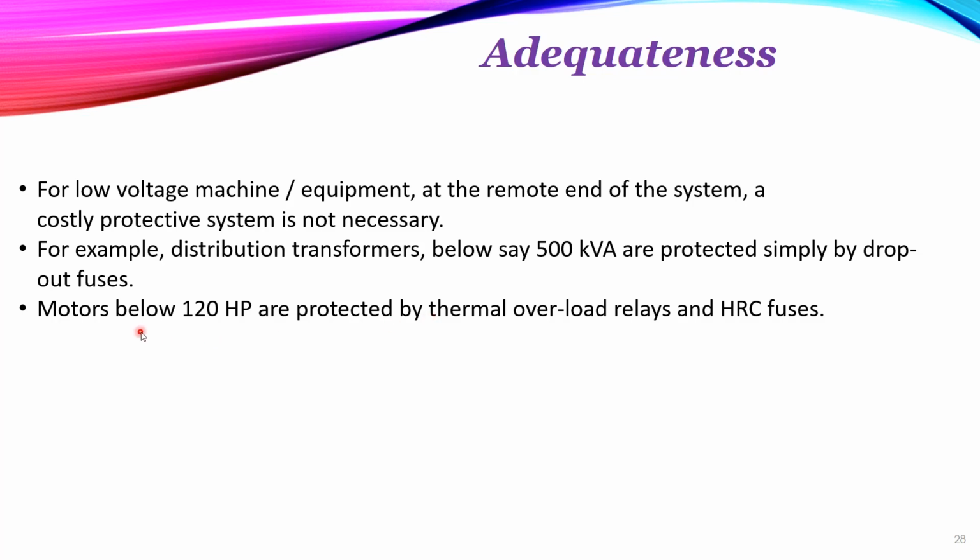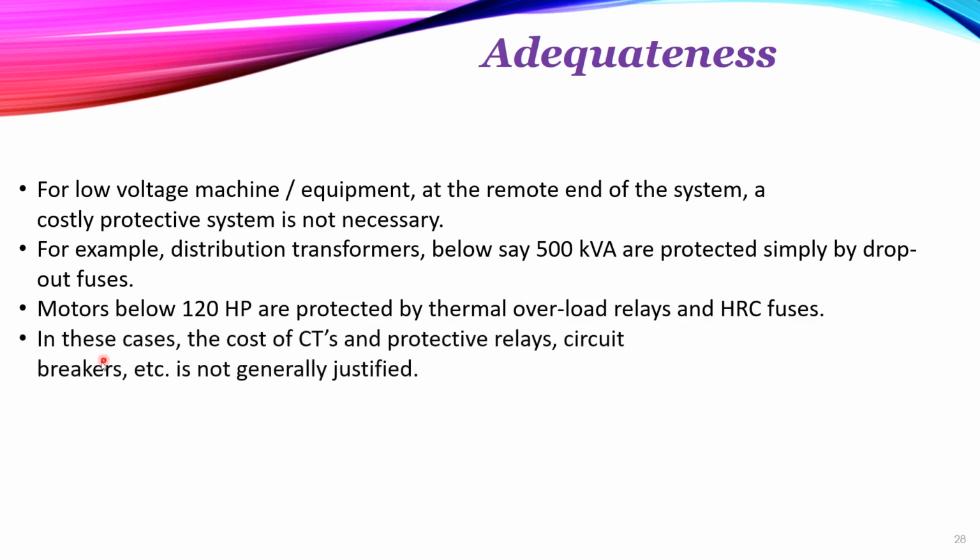So we protect our motors which have low HP, below 120 horsepower, by fuses for short circuit and overload relays for overloading, or when we exceed 100% or 110% according to the setup value for the protection system. In these cases, the cost of the CTs or current transformers, protection relays, circuit breakers, etc. is not generally justified. The cost of all of this can be higher than the distribution transformer or the motors below 120 horsepower.